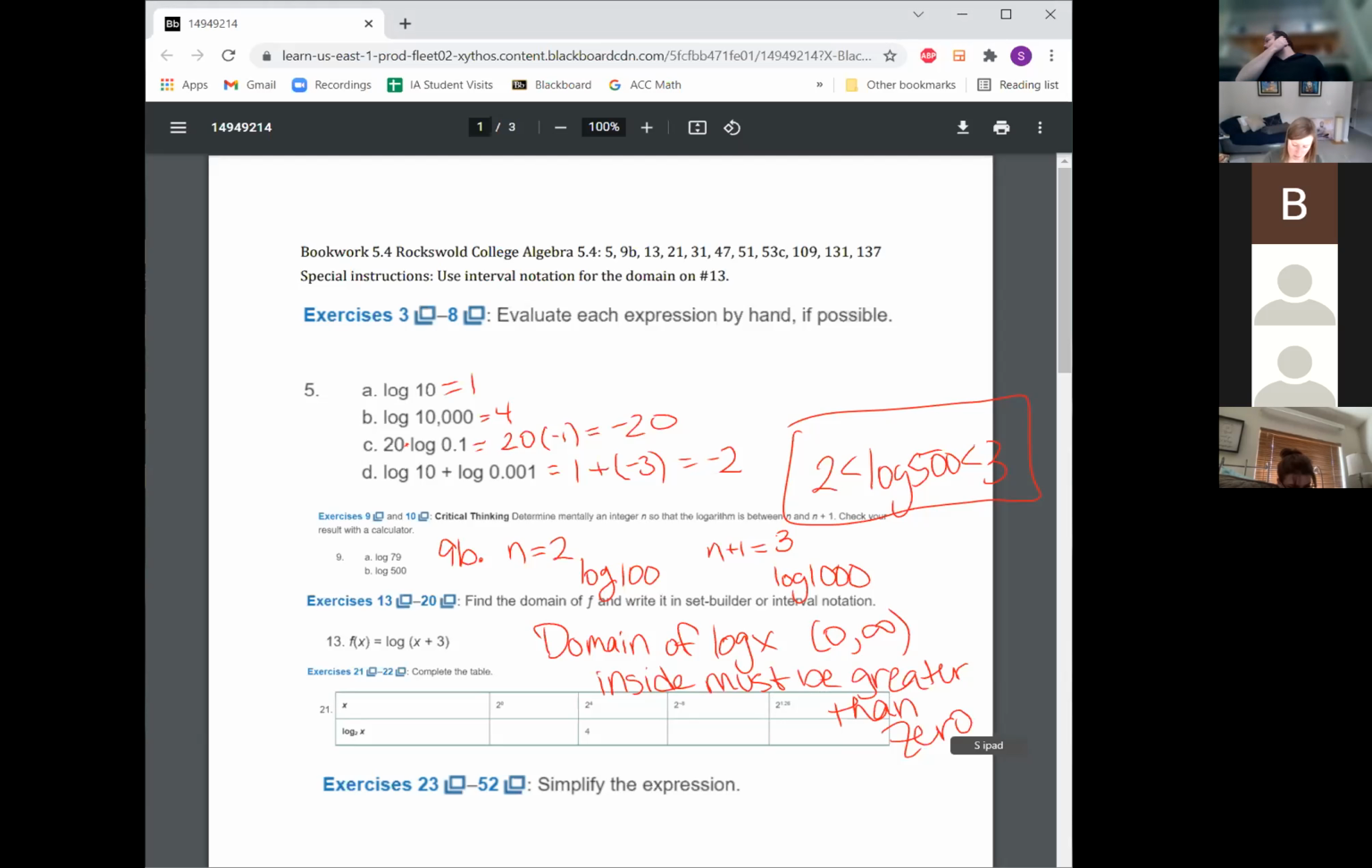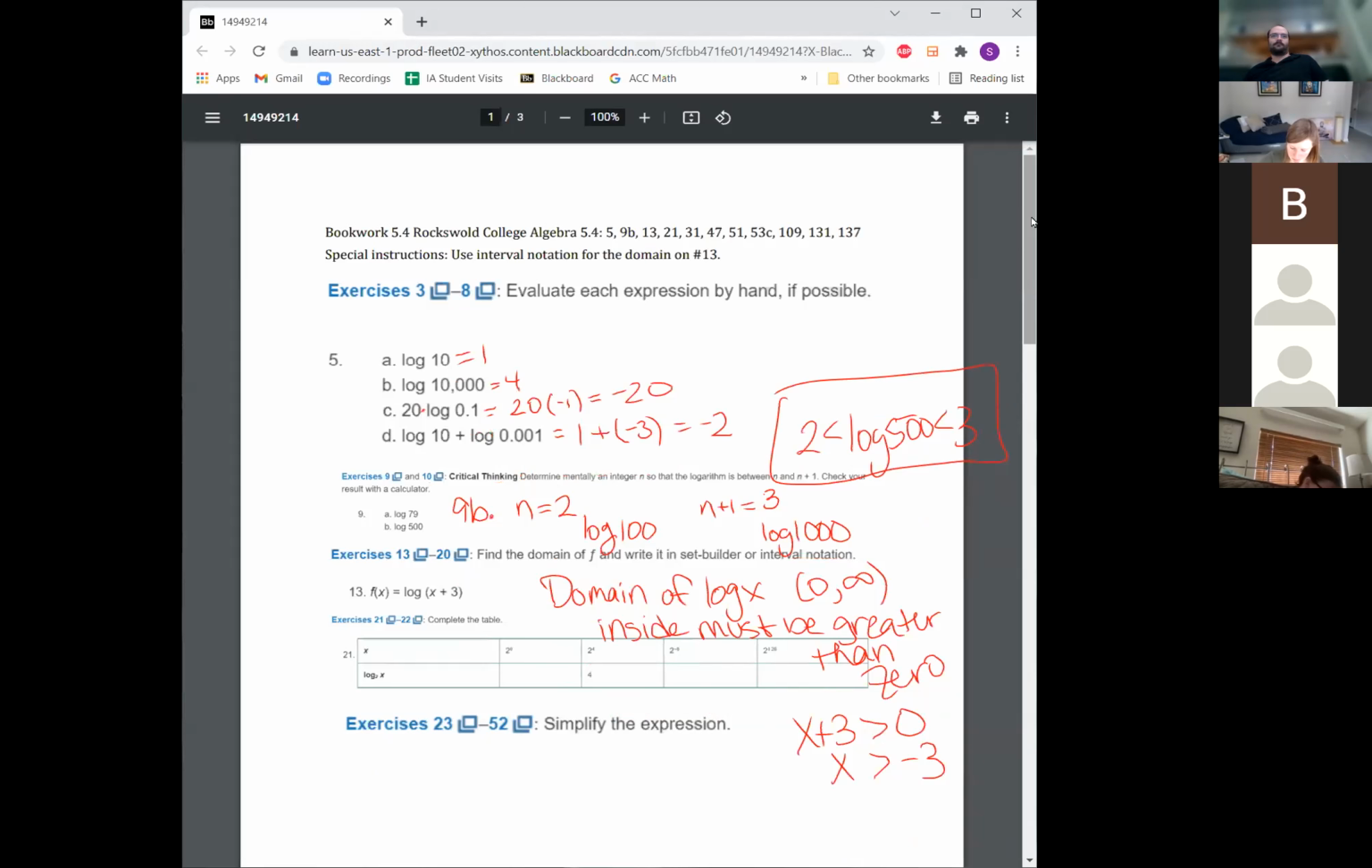So now let's look at this problem. Let's look at the inside. The inside is x plus 3. X plus 3 must be greater than 0. So that means x must be greater than -3. So knowing that, can anyone tell me what the domain is? Is it bracket 3 infinity? Bracket or parenthesis? Parenthesis. Parenthesis -3, infinity. Like that. That's how we get our domain.